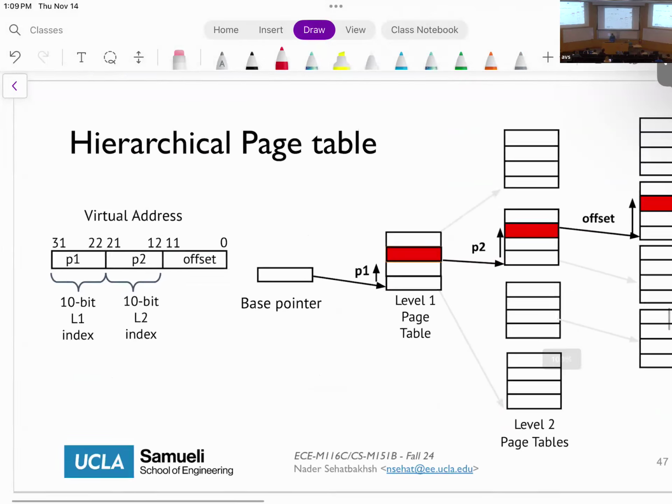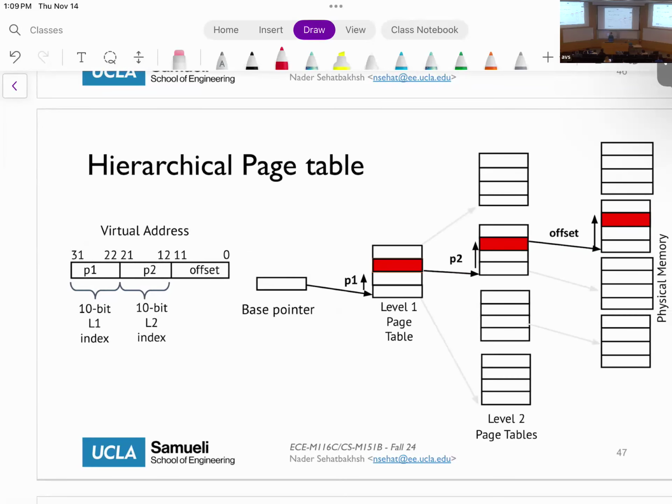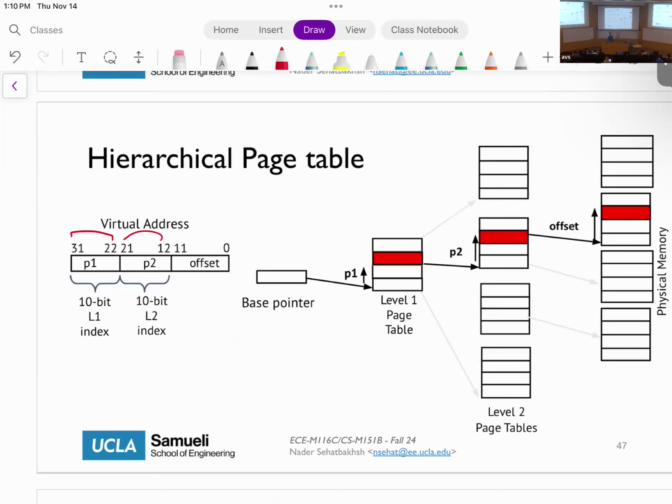So the idea of a hierarchical page table is that we're going to divide the address. Let's say I have two levels of page tables. I'm going to divide my address, what used to be one VPN, into two parts, part 1 and part 2, okay? Let's say my VPN was 20 bits. Part 1 would be 10 bits, and part 2 is going to be another 10 bits, okay?